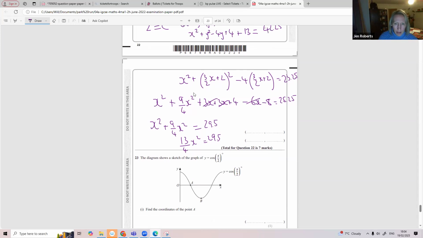Let's just expand these brackets like this, just to make sure I've not made a mistake here. So we've got 9 over 4x squared. 2 times 3 is 6. 6 over 2 is 3. So plus 3x plus 3x plus 4. Minus 4 times 3 over 2. 6x minus 8.